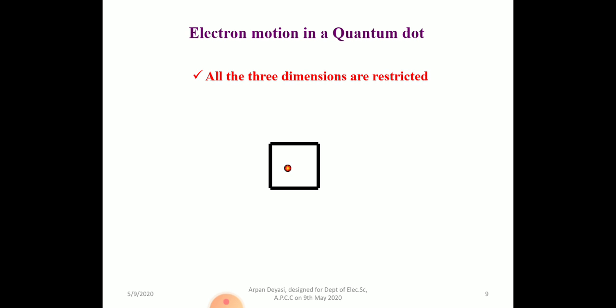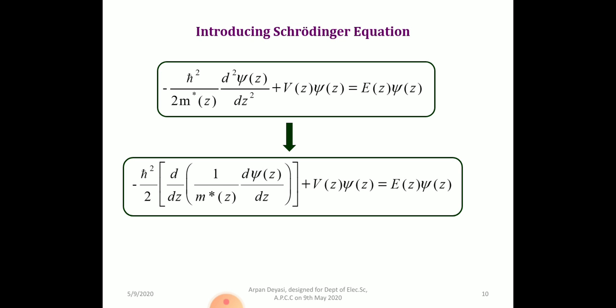Let's add mathematics to this structure using the Schrodinger equation. Now look, I have slightly modified our known expression, which I showed in the second slide, of the particle in a box problem. What is that? Please think. I have not written m star. I have written m star of z. That means I have incorporated the variation, that is, the dependence of effective mass on its position.